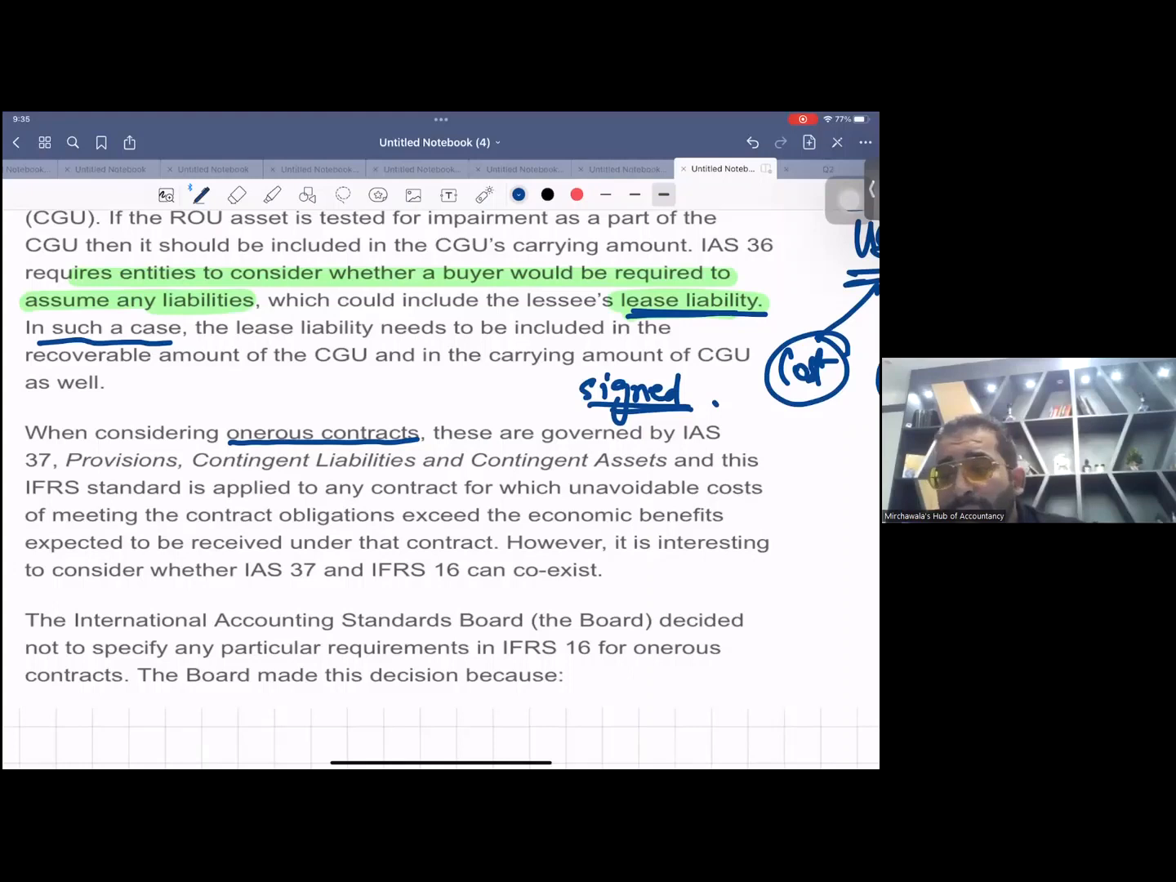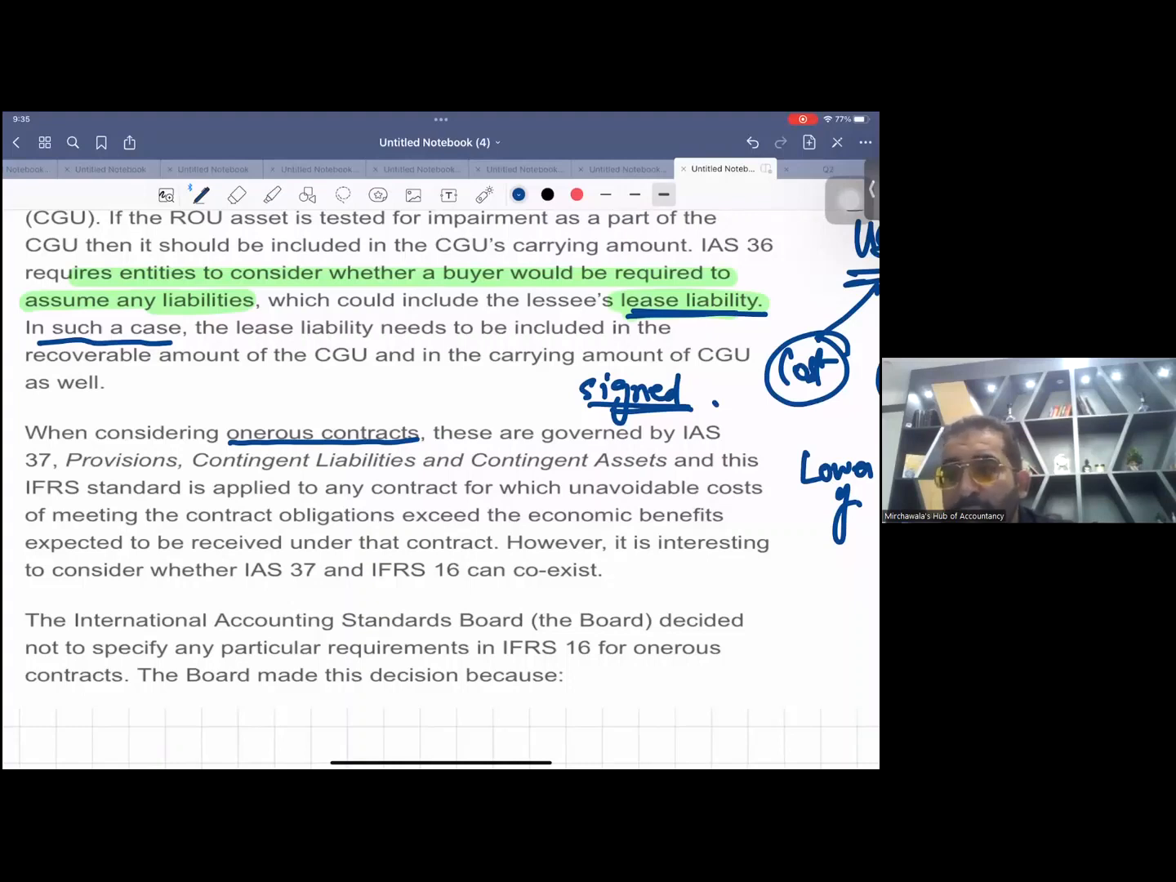Now how to book the provision? You remember I taught you in the class, lower of. You used to pick two things. Number one, the future committed rentals which you have to pay, take the present value of the future committed rentals, and on the other side you write the penalty. Whatever amount is lower, you book as the provision for the onerous contract.